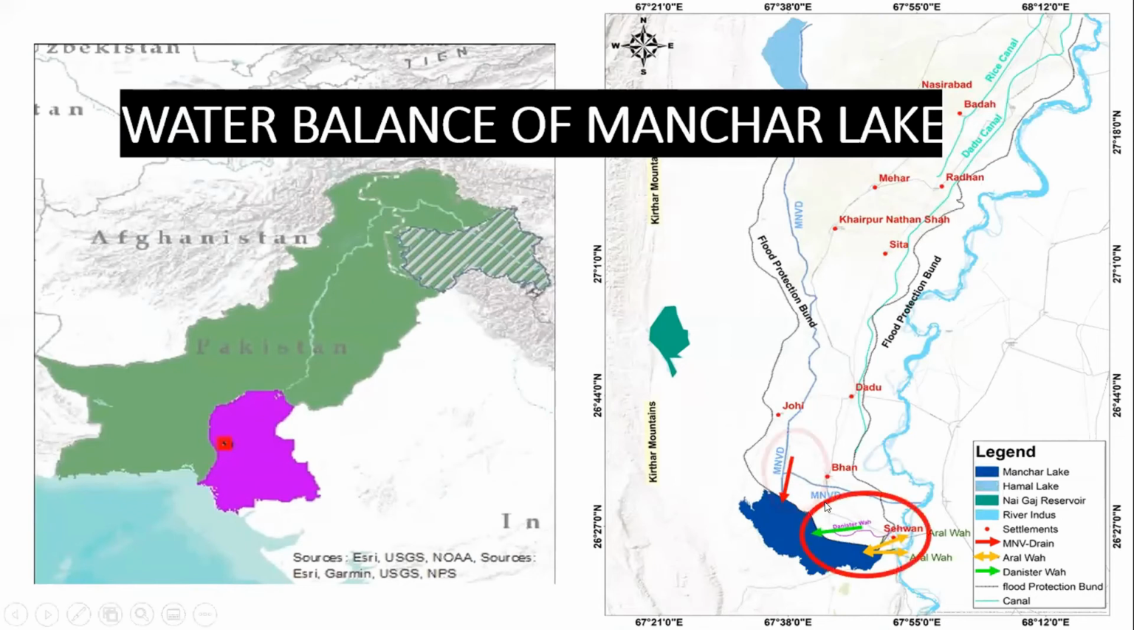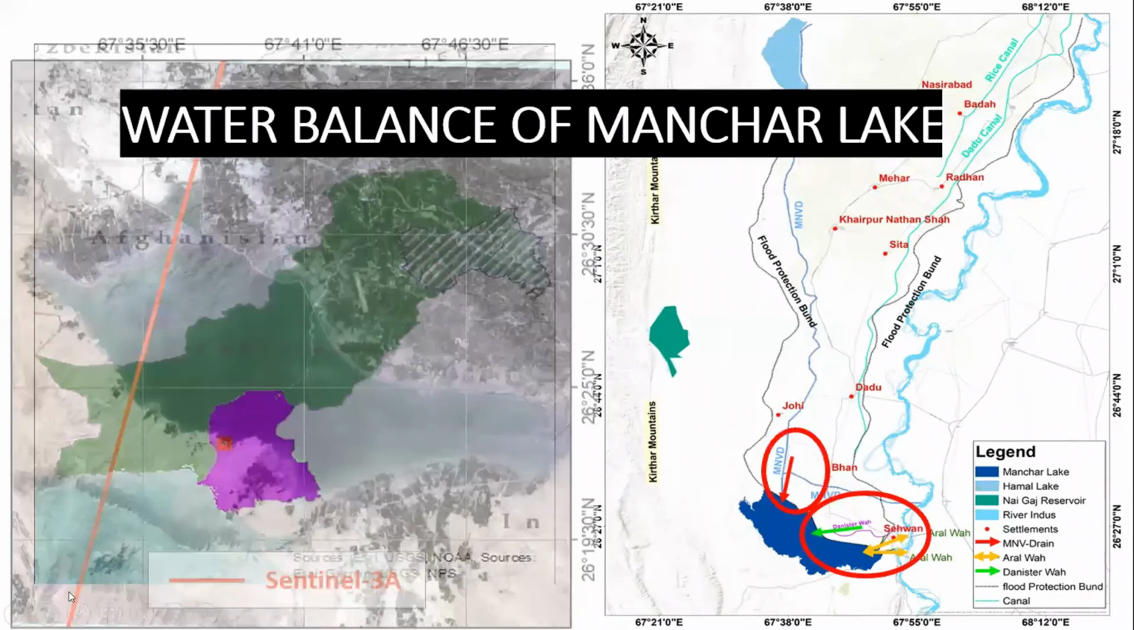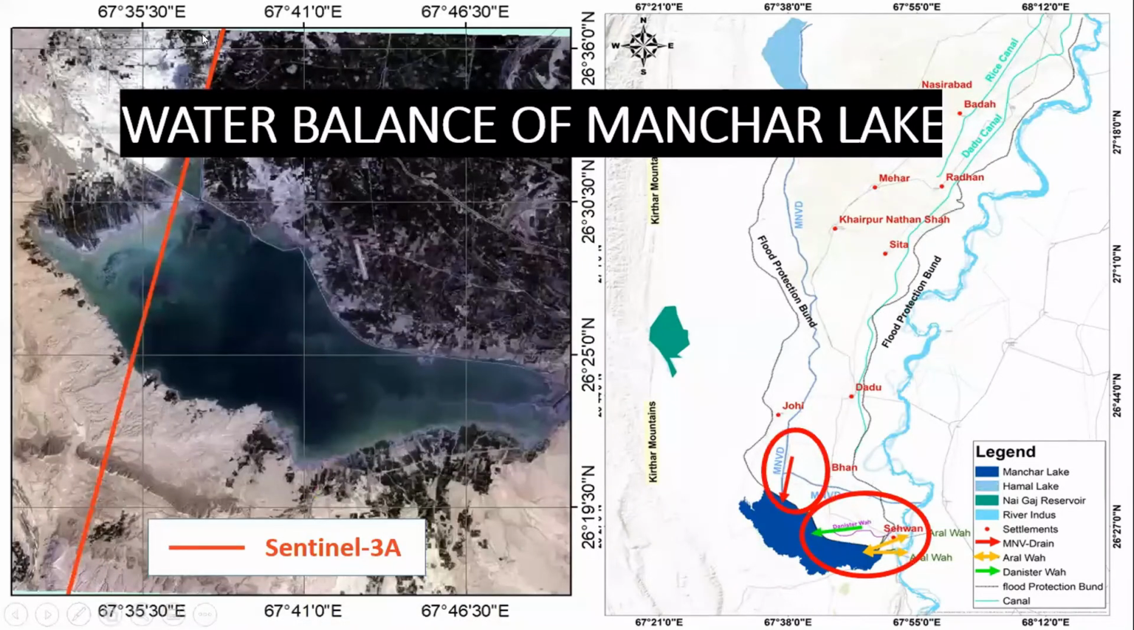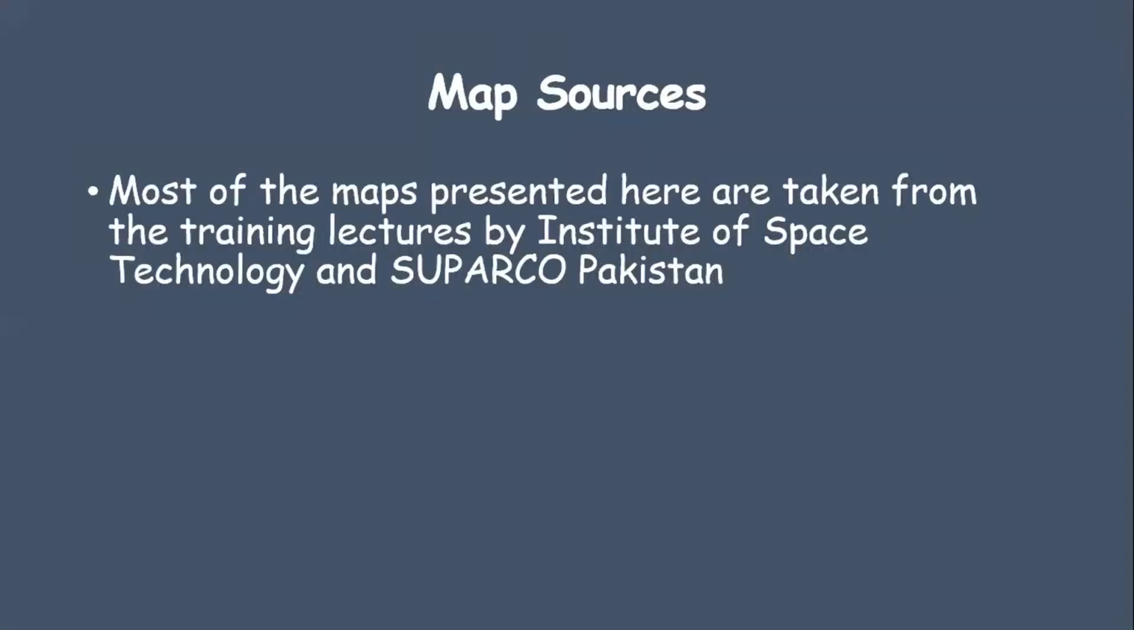As you can see in this picture, there was one satellite altimetry pass, Sentinel 3A, going over Manchar Lake. We used the water level from these areas and calculated the relationship between the area and the height of Manchar Lake, and how it fluctuated with the passage of time. So this was a small thesis work done by one of our students.